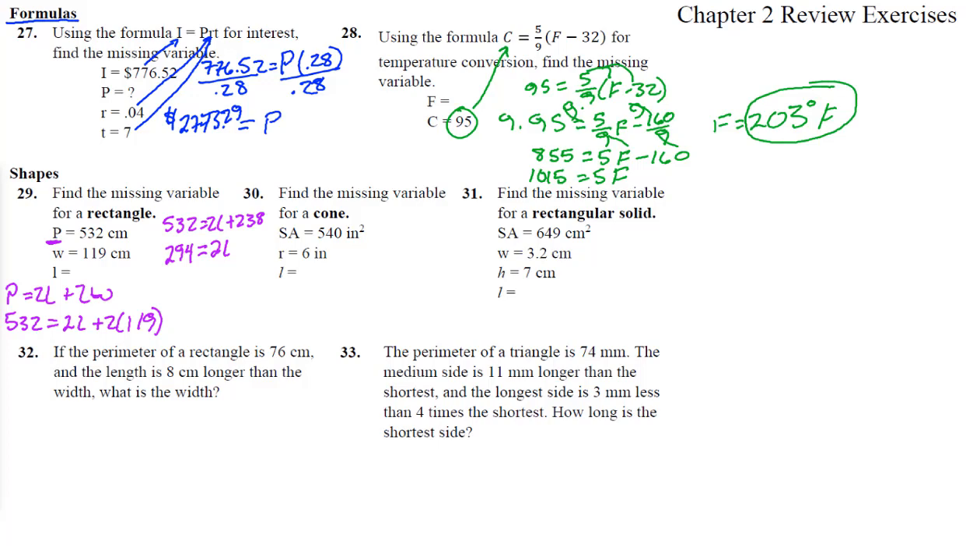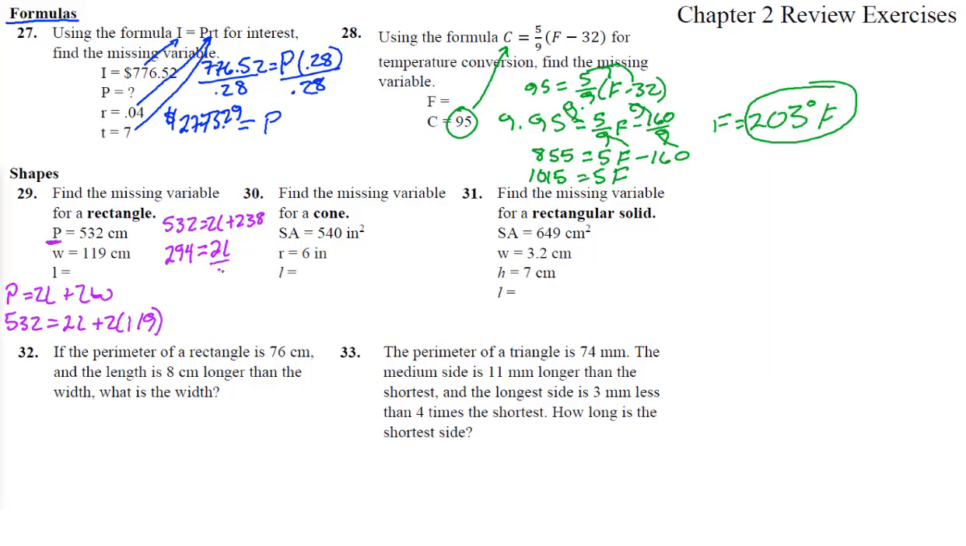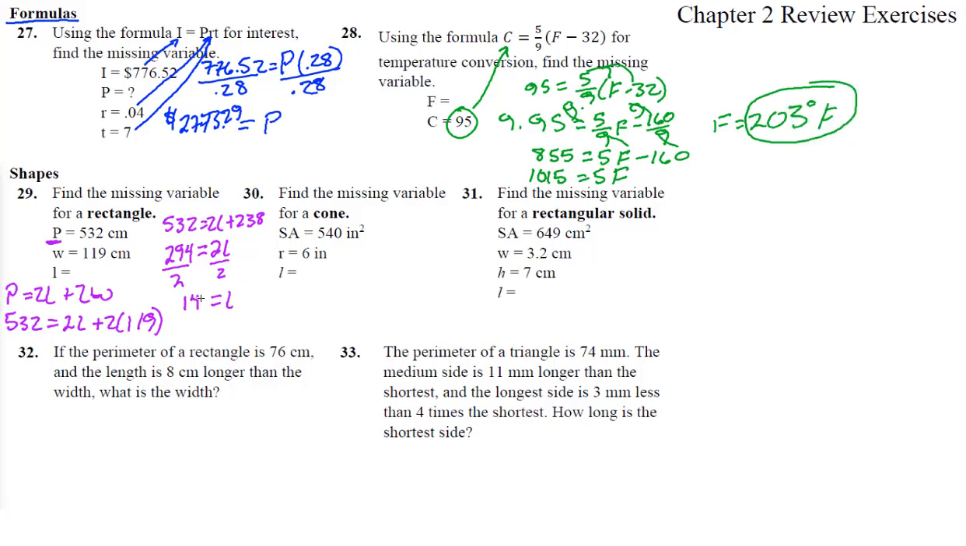Just double check that. 532 minus 238 equals 294. Divide by 2, divide by 2, and we get 147. We are in centimeters. So 147 centimeters. Number 30. This is a cone.